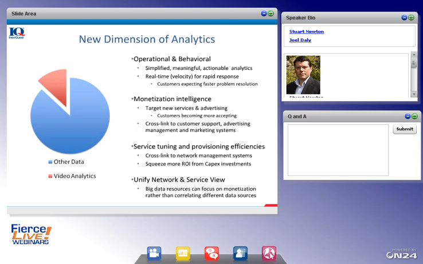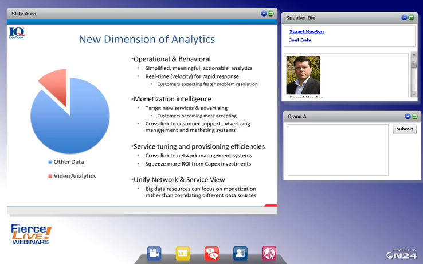But there's also the aspect of targeted advertising through actual individual targeting. The industry has a way to go with that in terms of targeting adverts to specific people or much smaller demographics, but that is coming as well. Any monetization intelligence or monitoring that you do in these infrastructures will be able to pick that up. You need to be able to cross-link to customer support systems, advertising management, and marketing systems. And as we discussed earlier, you need to look at service tuning and provisioning efficiencies, so you can get the maximum out of the capex or opex spend you're doing on the network infrastructure.